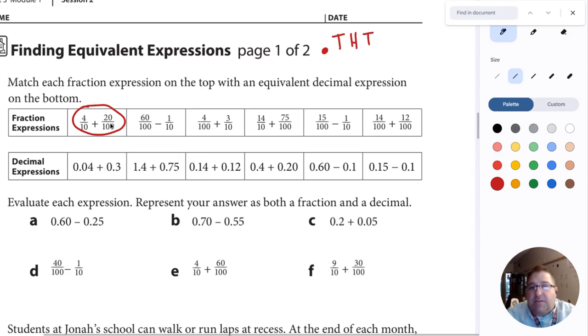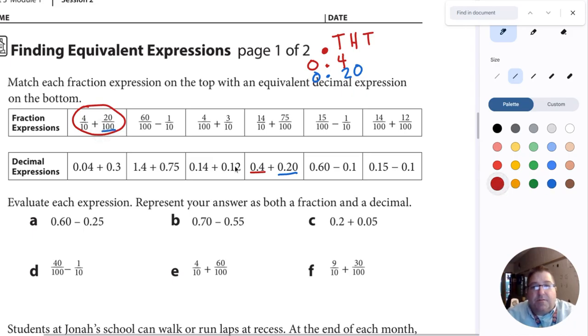So we'll take a look at this first example here. So we got 4 tenths plus 20 hundredths. Well, 4 tenths, that's going to be 0.4 because 4 is in the tenth spot. So it looks like it's this one right here, right? And then we also have 20 hundredths. Well, I need the 20 to end in the hundredths spot, so it's going to have to be right here. 0.20. Hey, and that matches right there. So, yeah.